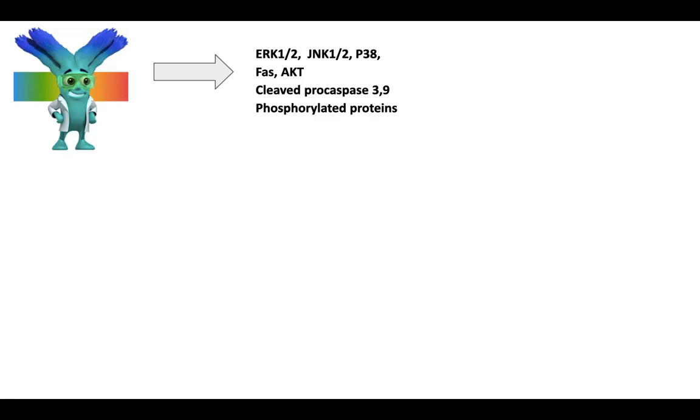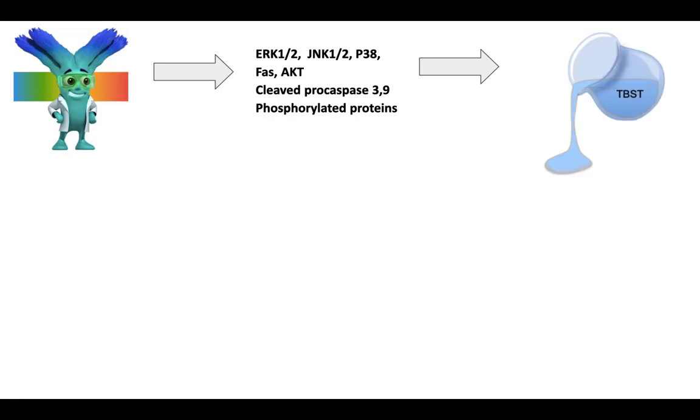Initially, primary antibodies are added. There is an antibody for certain receptors, in our case, apoptotic proteins, for example, ERK1 and 2, JNK1 and 2, P38, FAS, AKT, cleaved procaspase 3 and 9, and even phosphorylated forms of these proteins, as this informs apoptosis presence.